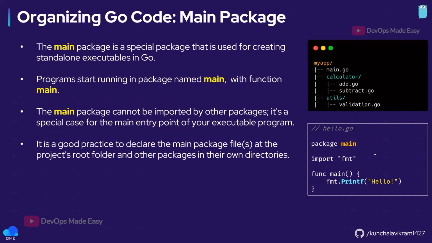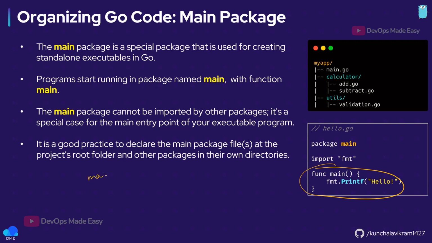It is always a good practice to declare whatever main package files you have at the project root folder. For example, I have main.go. Even though I named it main, you can also use app.go. But if you open app.go or main.go, you should have this package main. That makes sure that the Go program belongs to that package main. Of course, you can have multiple files that belong to the package main, but only one Go file should have the function main within those packages.